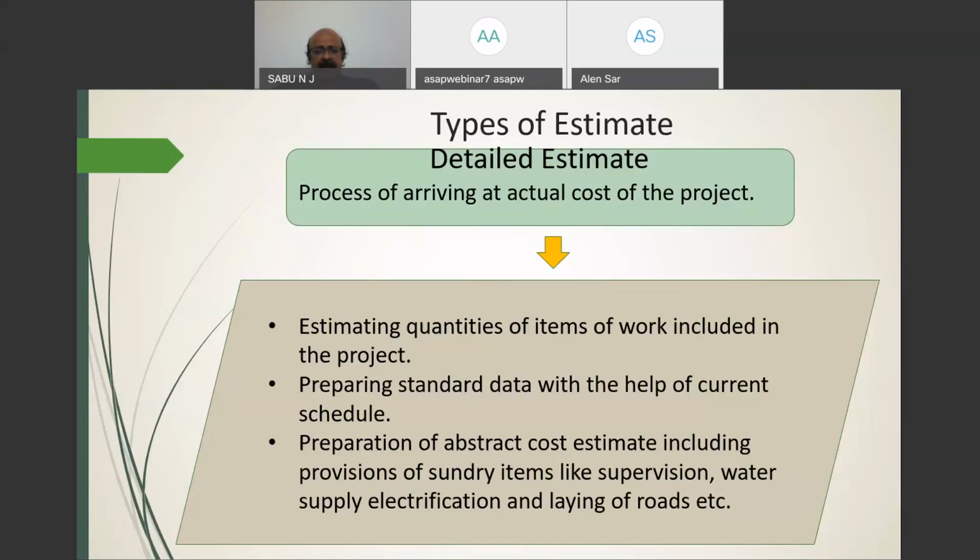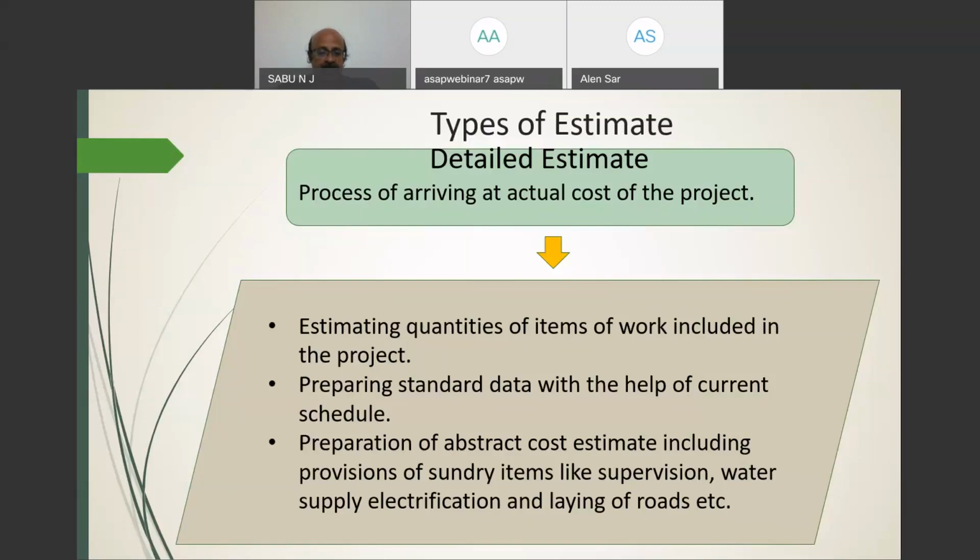And then the second step: to know the cost of each item, standard data is to be prepared. That means for a particular item, such as earthwork excavation within initial lead and lift, how much it costs for ordinary soil or hard rock, etc. We have some specification details. Nowadays we have to adopt daily rates and scheduled rates.